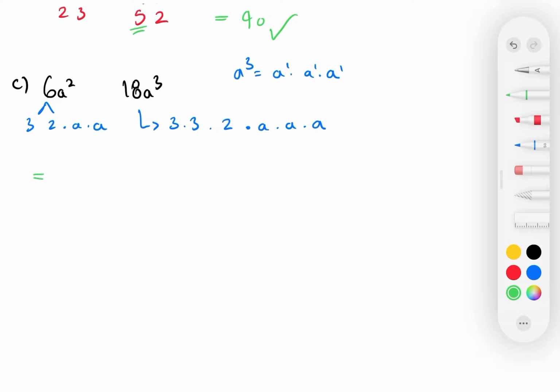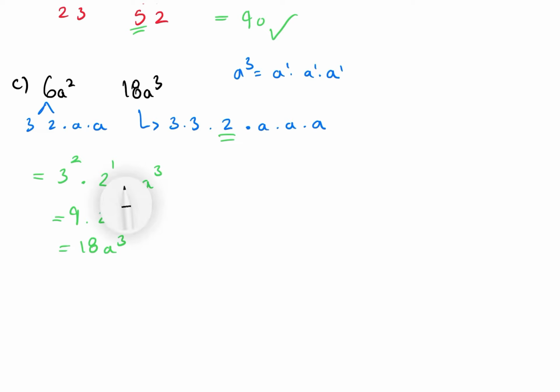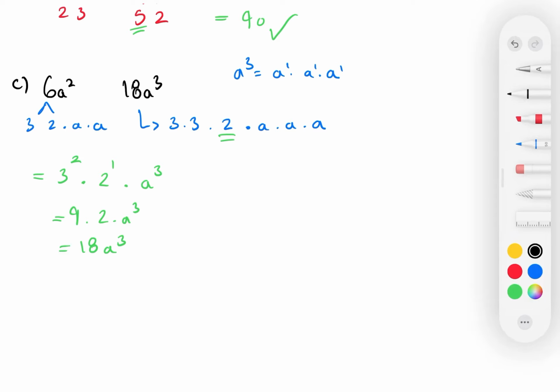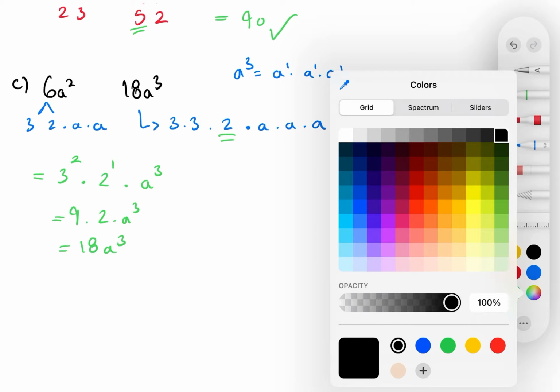So you just write this, you say 3 to the power of 2 times 2 to the power of 1, because it's repeated one time in both numbers. And the greatest number of times a is repeated would be 3. So it'd be 9 times 2, which is essentially 18, times a to the power of 3, which would be 18a cubed. Now, what is the difference when we're trying to find essentially the greatest common factor?